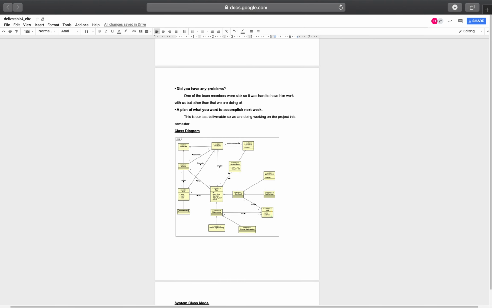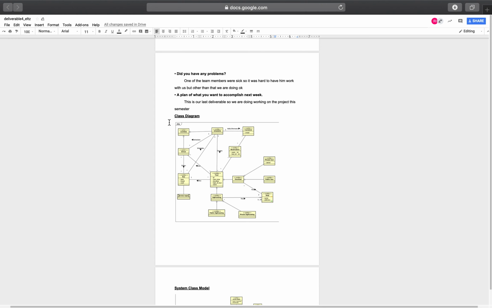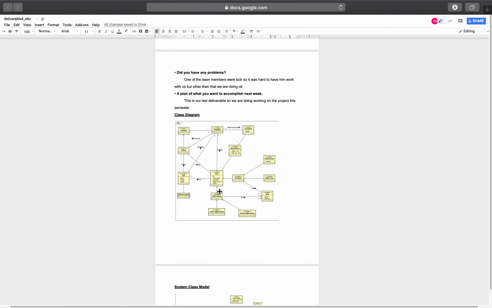So here's our class diagram. Originally, it was looking very messy and hard to read. So what we did is we made it nicer and more presentable. So when we read it ourselves, it's easier for us and for you as a professor or TA to look through this and grade it well.